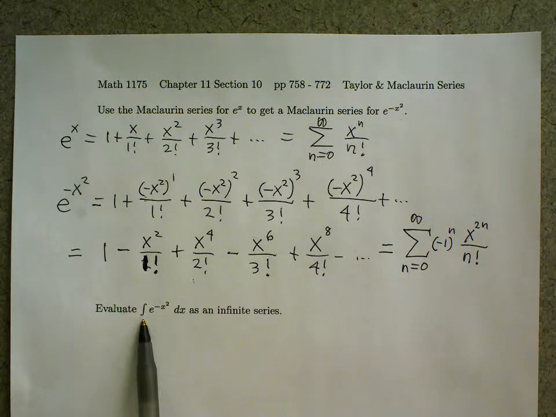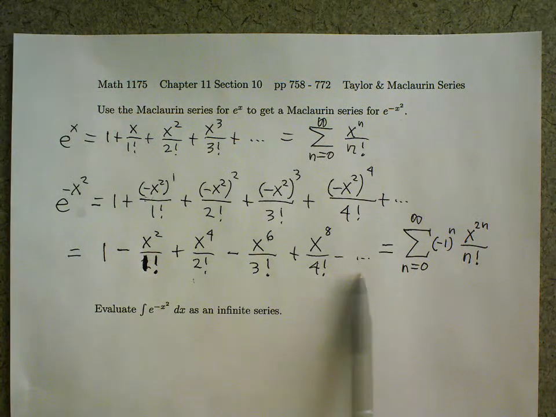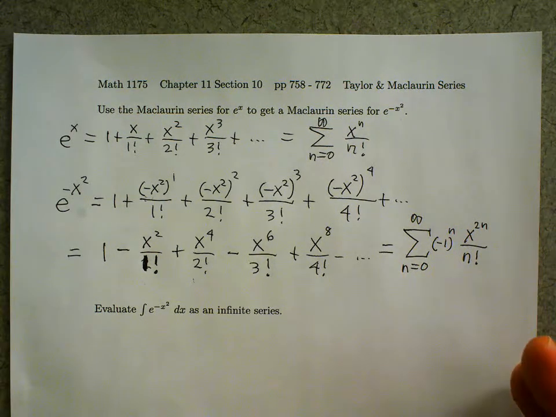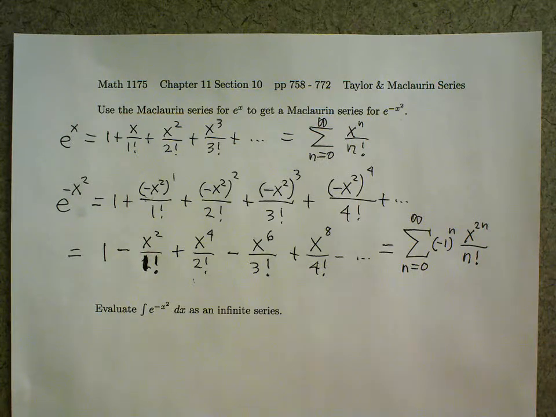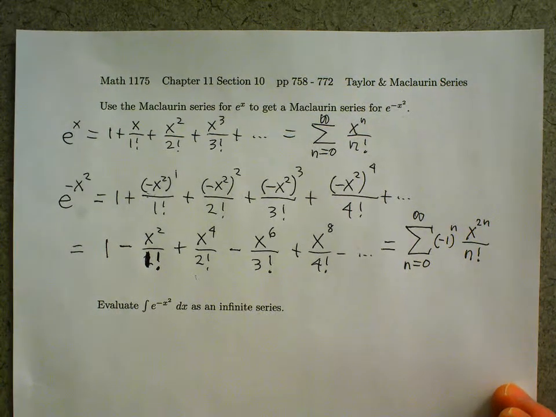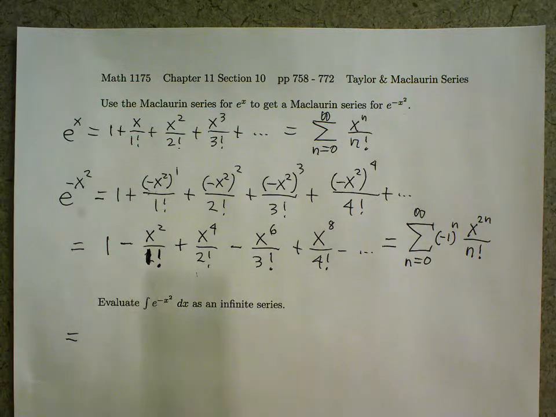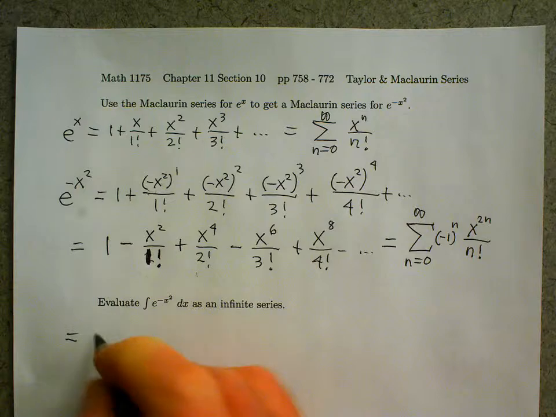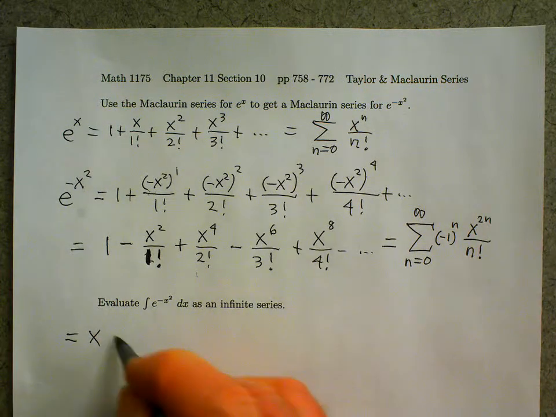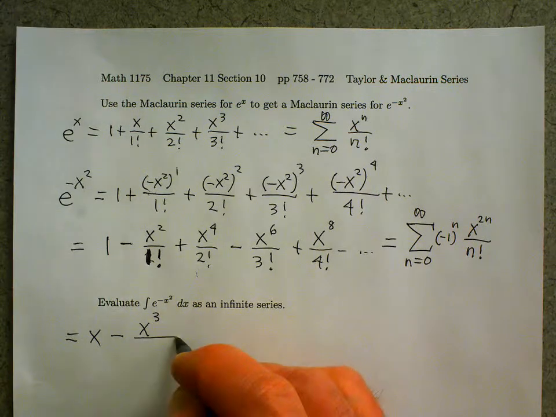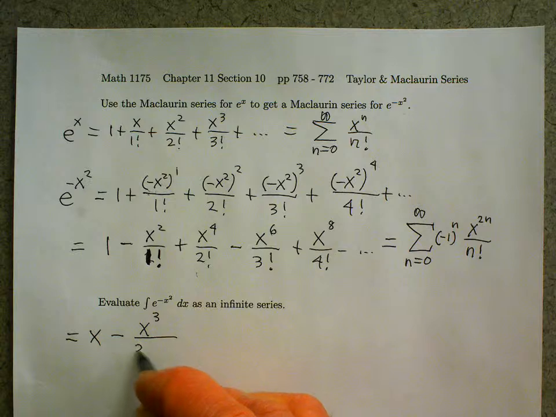Then let's evaluate the antiderivative of e to the negative x squared by using the Maclaurin series for e to the negative x squared. Okay, so term by term, we just write down antiderivatives for the terms in the Maclaurin series for e to the negative x squared. So an antiderivative for 1 is x. And then we have minus x to the third. I'll write this as over 3 times 1 factorial.